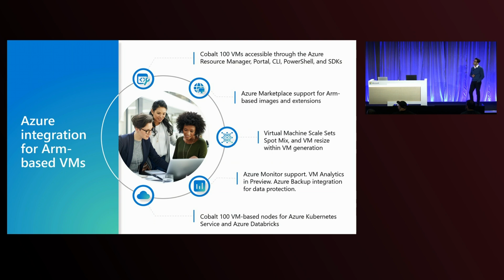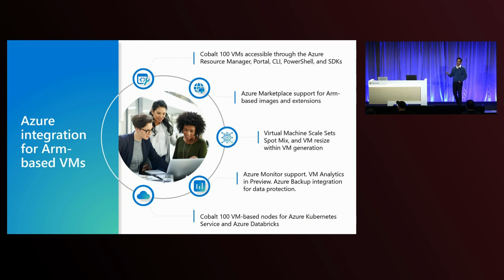We wanted to integrate these VMs into the Azure experience that you're already familiar with on x86, right? So when you want to deploy or use the Cobalt 100 VMs, you will deploy them similar to how you've deployed them on x86. These VMs are accessible to you through the Azure Resource Manager, which internally we also call ARM. So sometimes we run into that confusion there. But Azure Resource Manager, you can use that. You can use Portal. You can use CLI, PowerShell, SDKs.